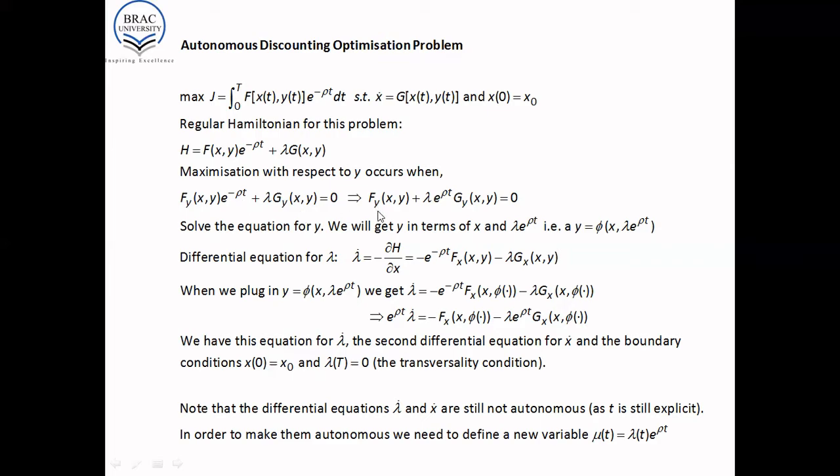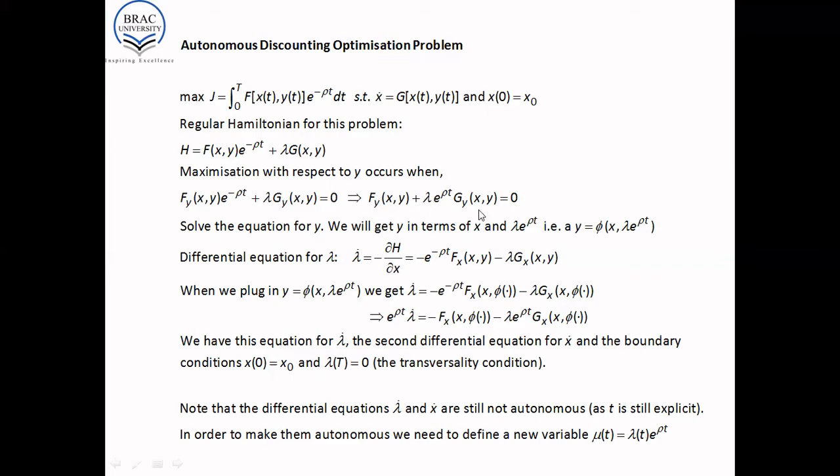So you have F sub y times 1 plus lambda e to the power plus rho t g sub y, evaluated at x and y, equal to 0. So this is what you get when you multiply both sides by e to the power plus rho t.